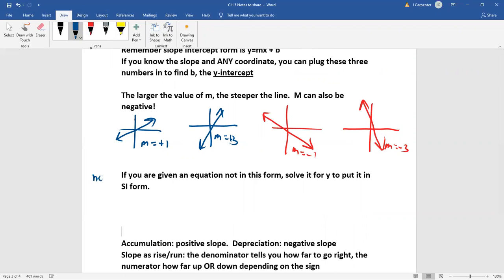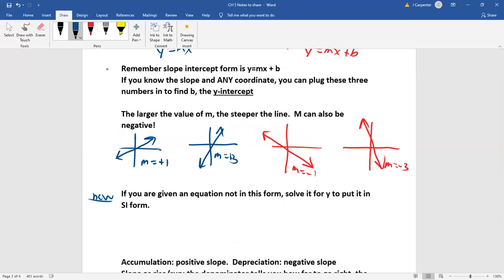This is new for the chapter. This is nothing new in terms of techniques you should be able to handle, but this is new for the chapter. If you're given an equation that's not in this y equals mx plus b form, by this form, I mean where it's solved for y. If you have an equation that's not solved for y, it's probably a good idea to solve it for y because that's what enables us to graph it much easier.